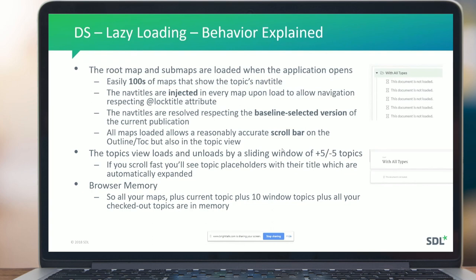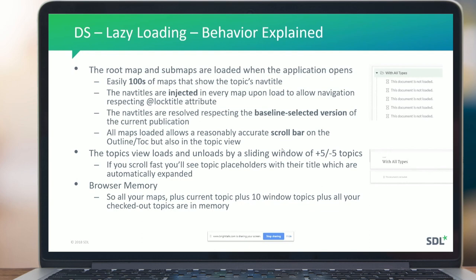So what actually happens is when we load the application, we load all of the maps. So we will have, let's say, 100 maps loaded, and all of those maps contain the accurate topic navigation title. We think that is the best way to give you a nice scrolling experience, because otherwise you have a scroll bar that goes up and down, and if you drag it halfway, then it's not necessarily halfway, because if not everything is loaded, then you don't know what is coming next or what was loaded before.